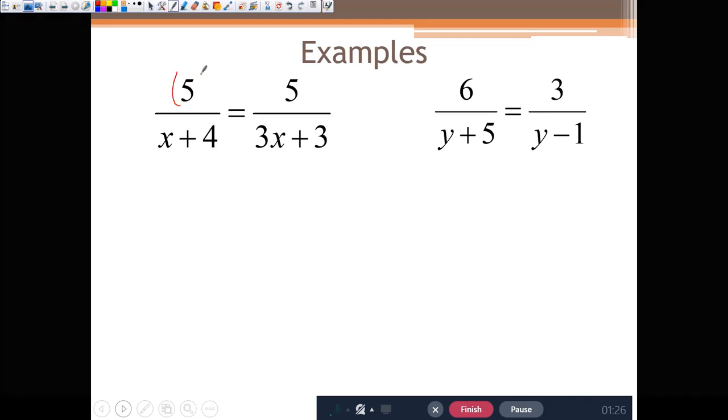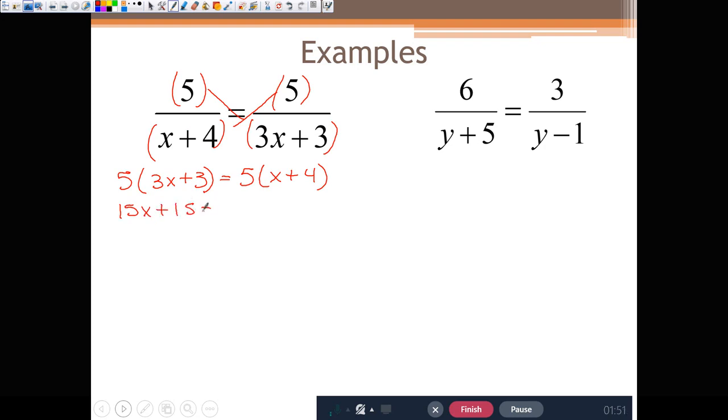So I'm going to take 5 and multiply it by 3x plus 3. So it's going to be 5 times 3x plus 3. And we're also going to multiply this 5 times x plus 4. And then we're going to solve the resulting equation like we have been solving. So I'm going to get 15x plus 15 equals 5x plus 20. We're going to subtract 5x from both sides.